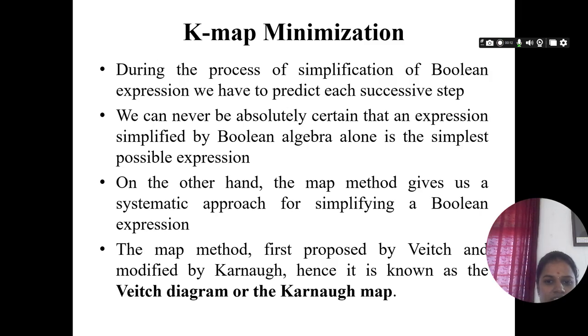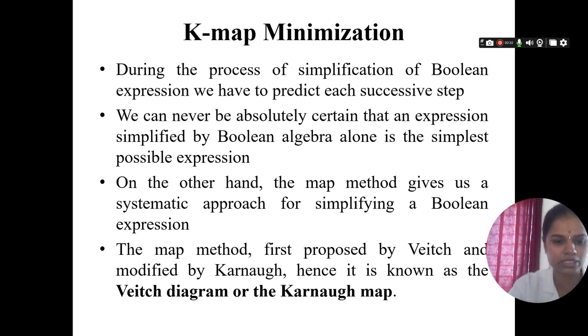During the process of simplification of a Boolean expression, we have to predict each successive step. We can never be absolutely certain that an expression simplified by Boolean algebra alone is the simplest possible expression. So the map method gives us a systematic approach for simplifying a Boolean expression.